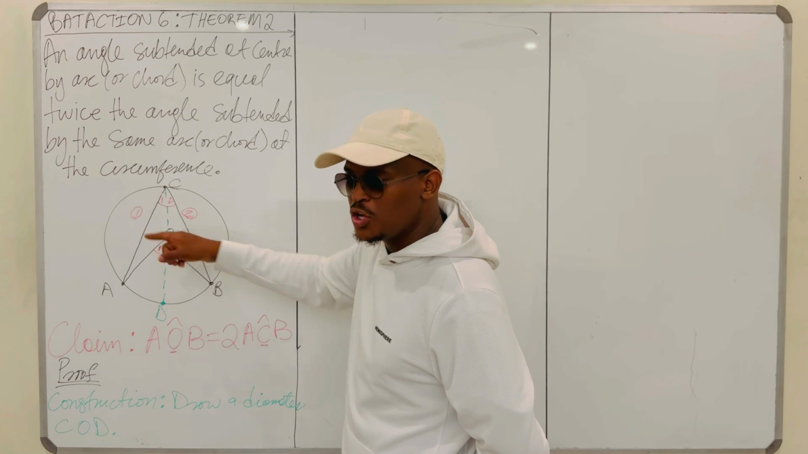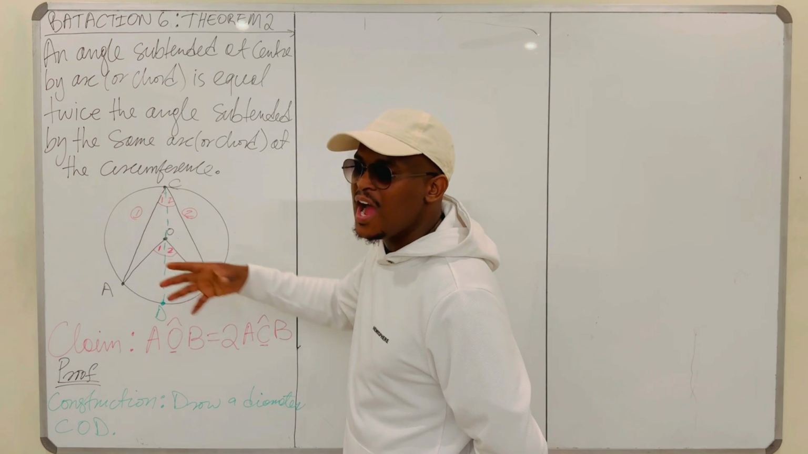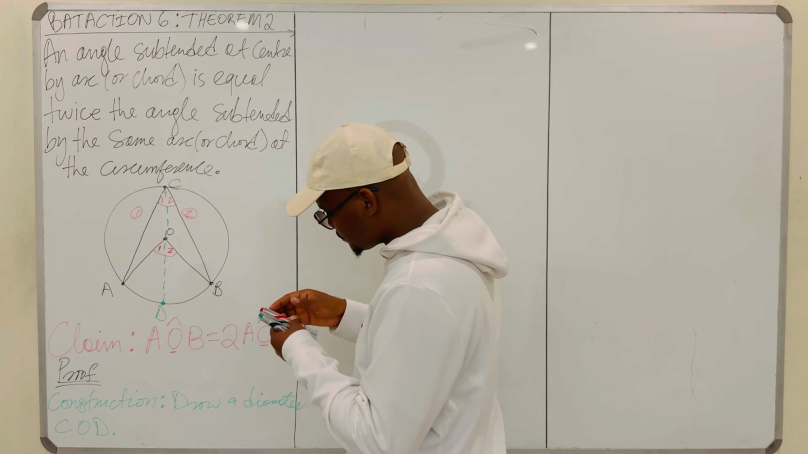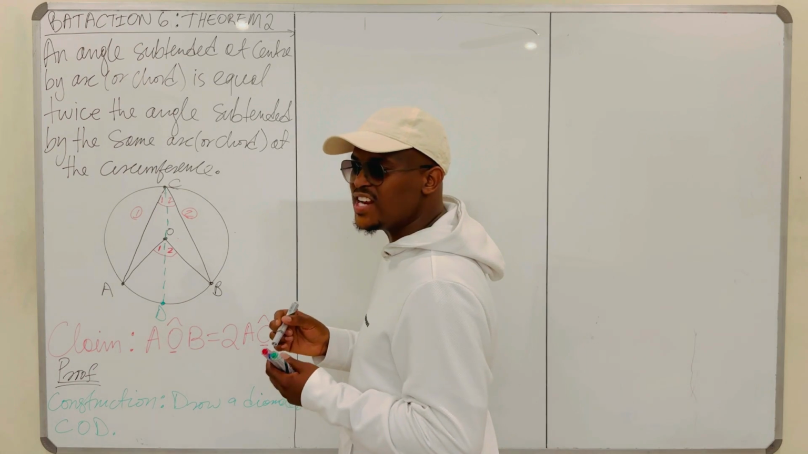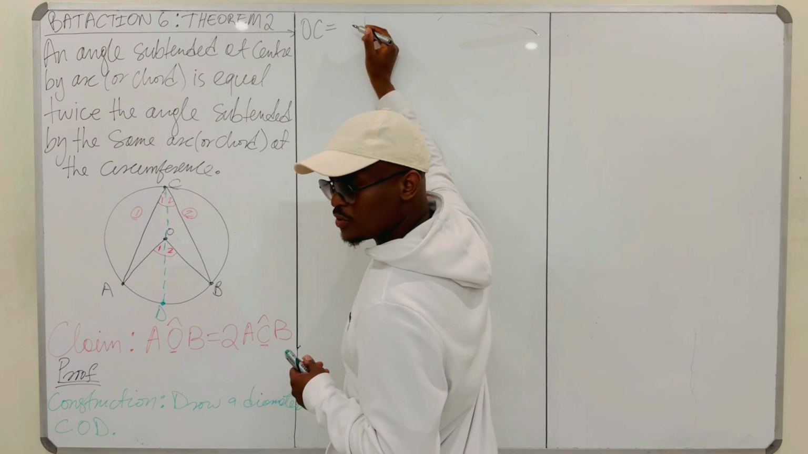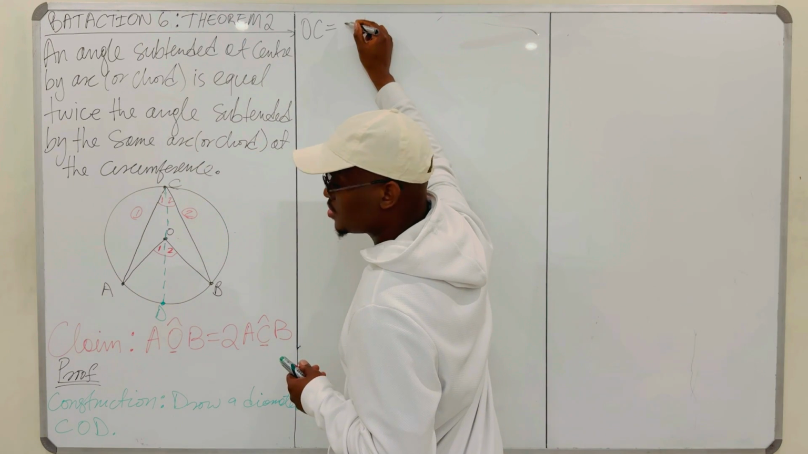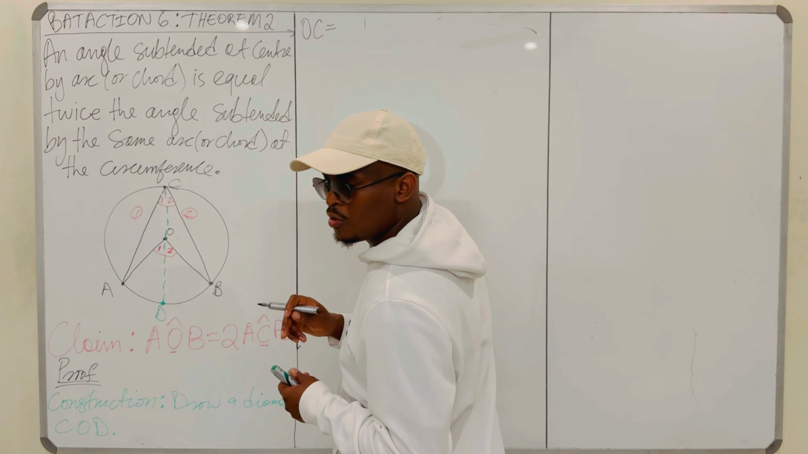Do you understand? So the first thing that you need to show is that you have an isosceles triangle. Outline the parts that are equal. Are you guys with me? So what we're going to do, we're going to point out the things that are equal. We're going to say OC is equal to what? OC is equal to OA.